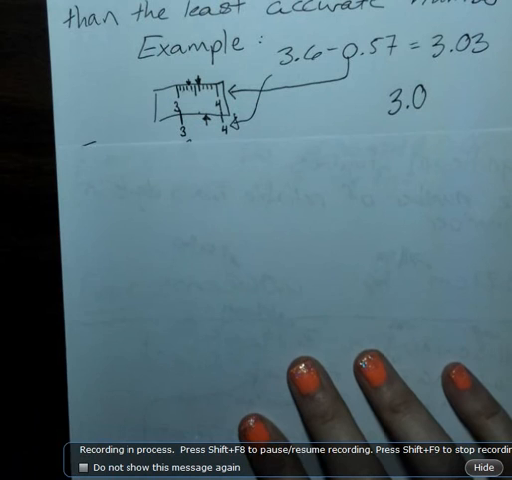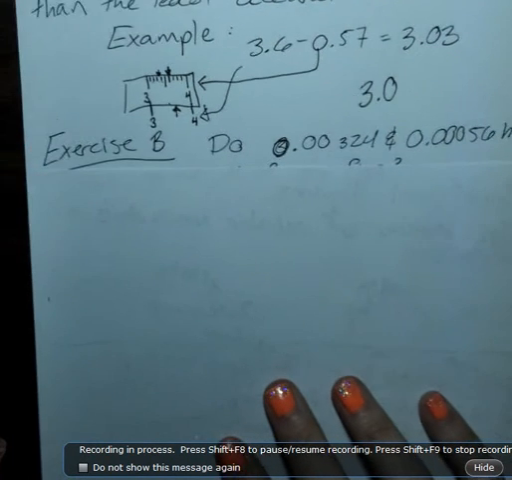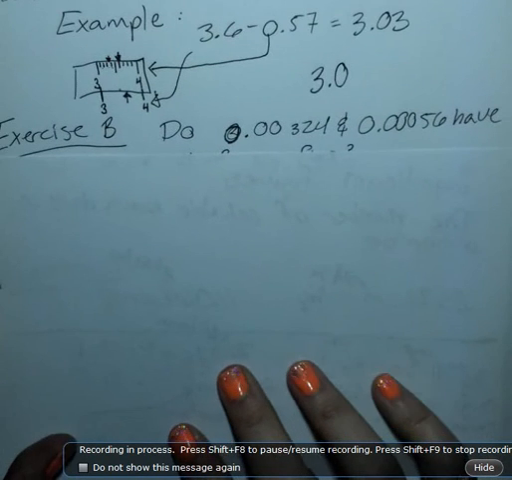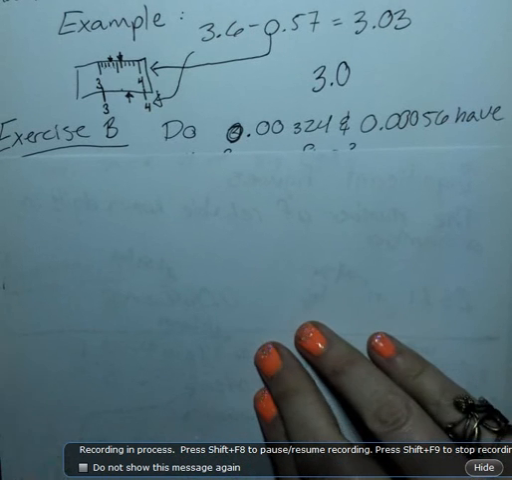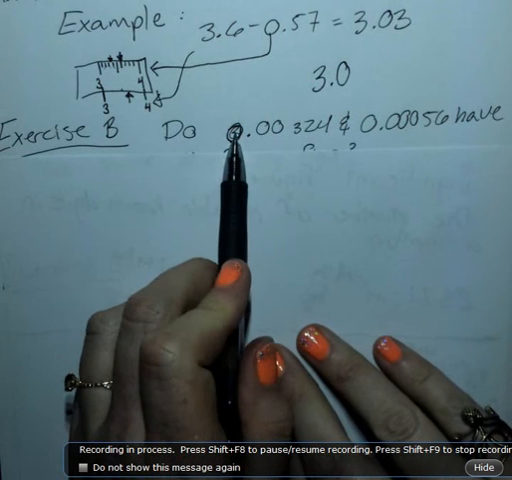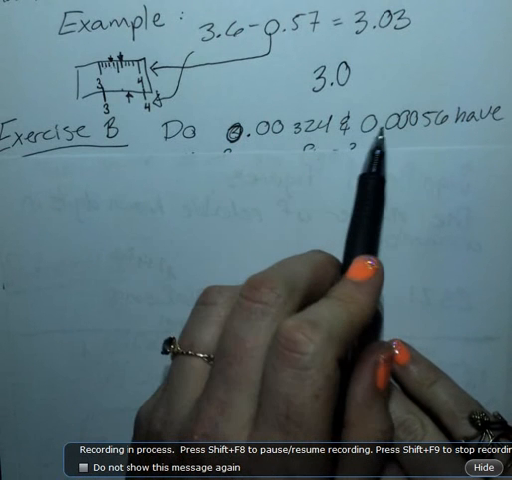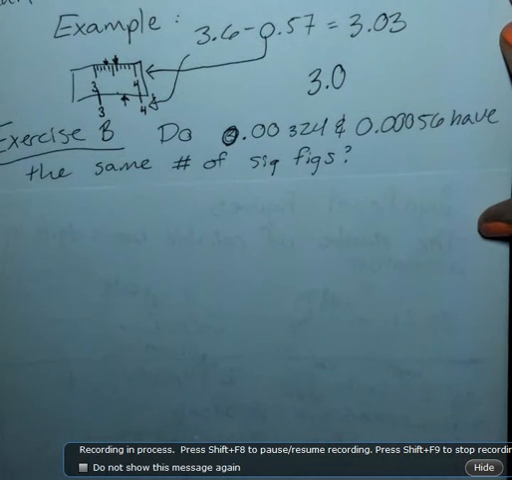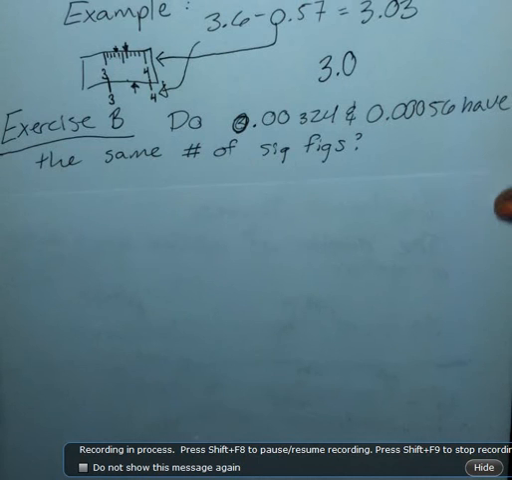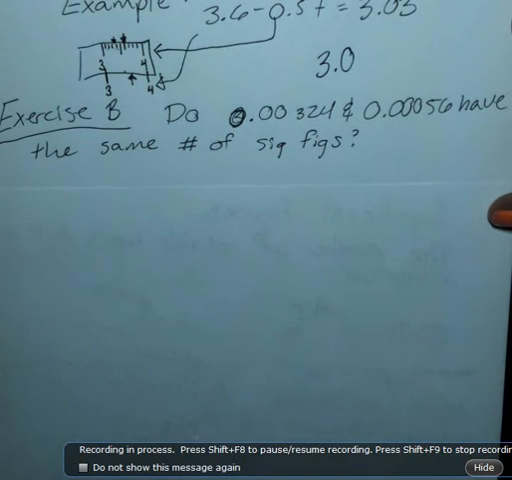Let's take a look at exercise B, where we're going to look at what kind of accuracy different numbers have. Here we're going to look: do 0.00324 and 0.00056 have the same number of significant figures? Well, that's a good question. The number of significant figures here, remember, includes all non-zero digits and none of the zeros preceding the non-zero digits.